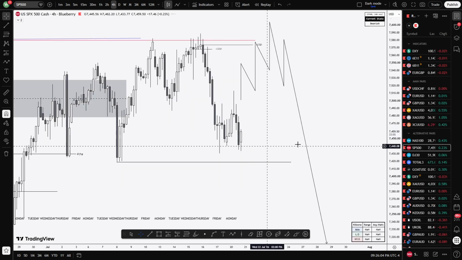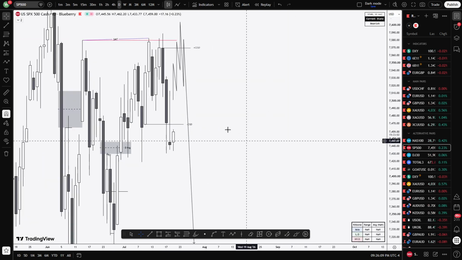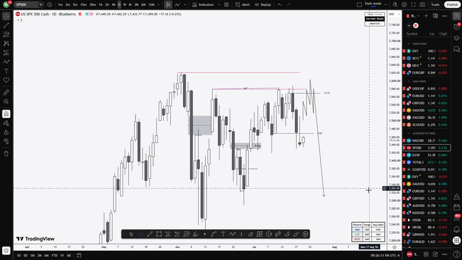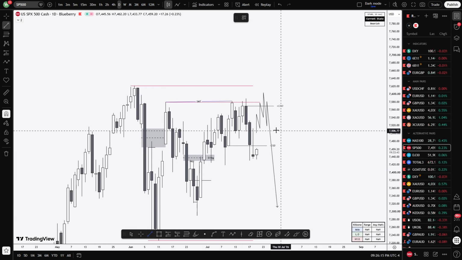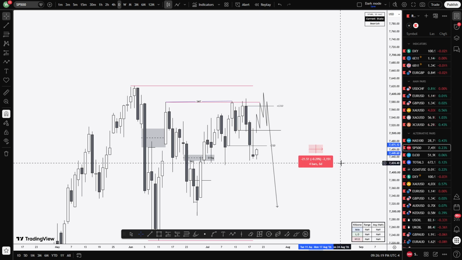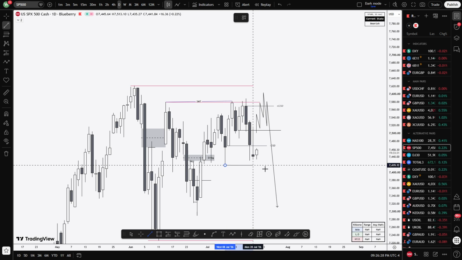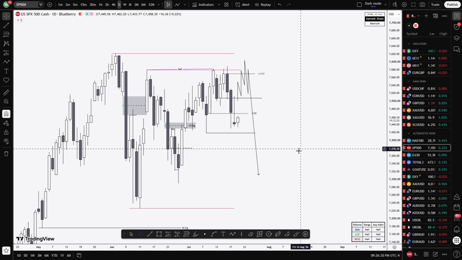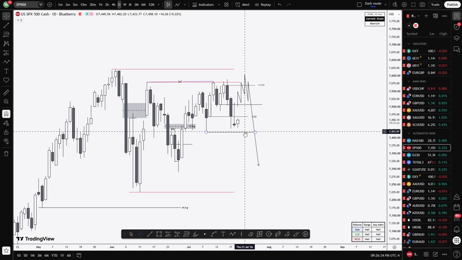But it's the same thing here as well. We have this other block here. Price swept liquidity before breaking this low. So we could then take that low, then target this. Easy. This would be my target.